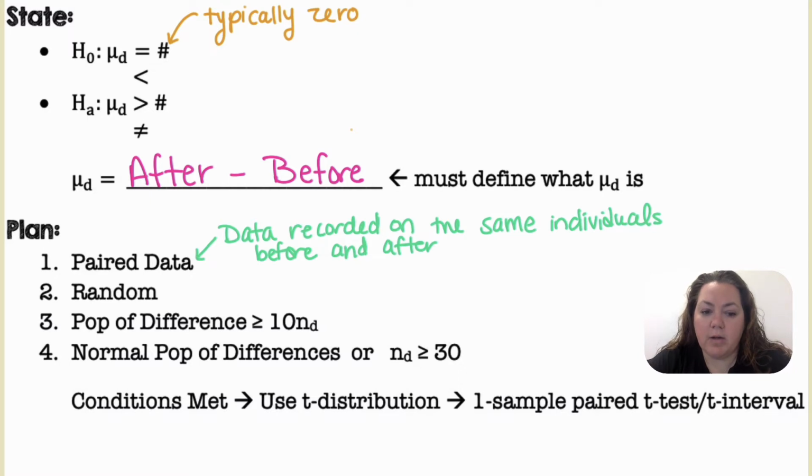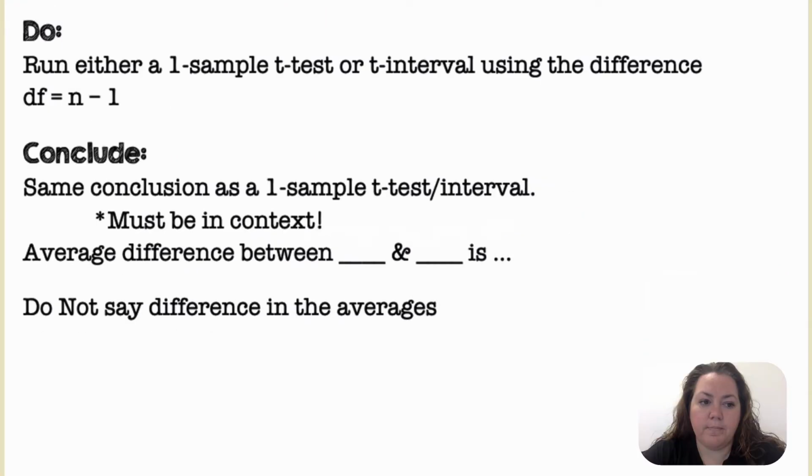All right, so paired data means the data recorded on the same individuals before and after. We're going to run either a one sample t-test or a one sample t-interval. In your calculator, it's just going to be t-test or t-interval using the differences. And our degrees of freedom is going to be n minus 1.